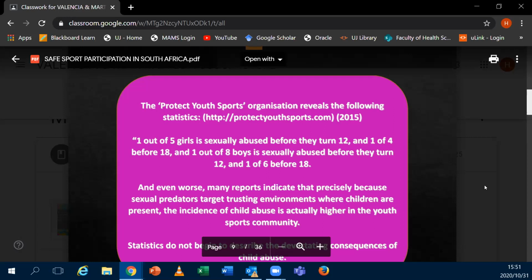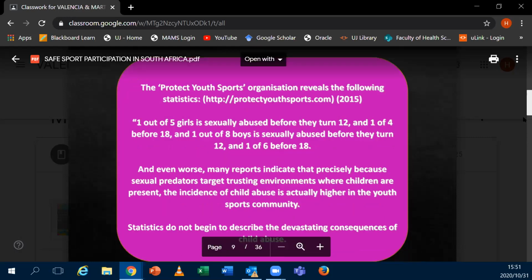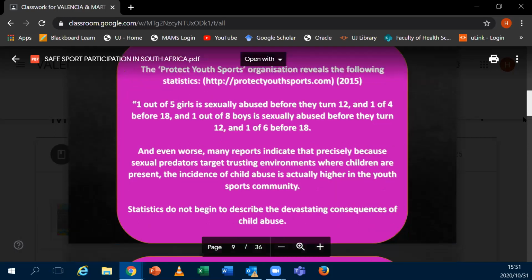So we really need to start being more proactive in terms of how we view what we are doing, and how we are creating these safe spaces for our athletes.